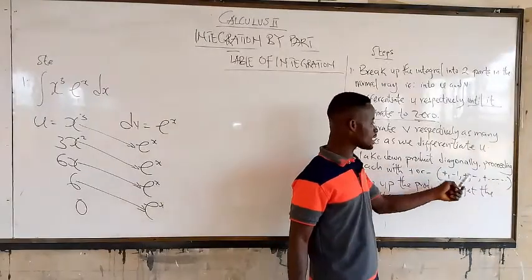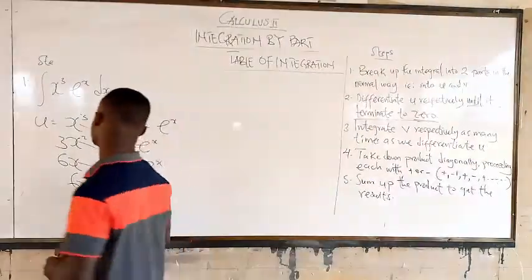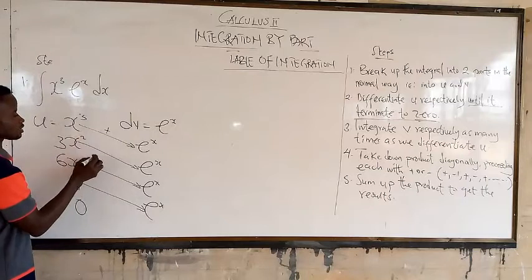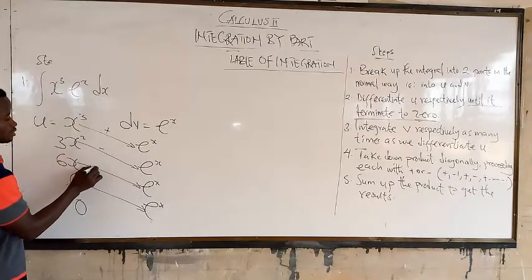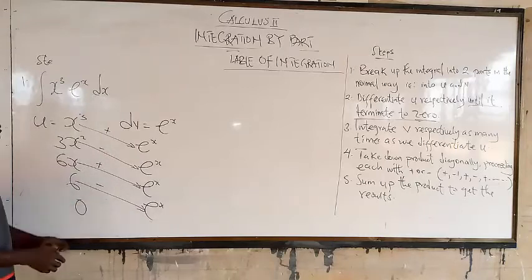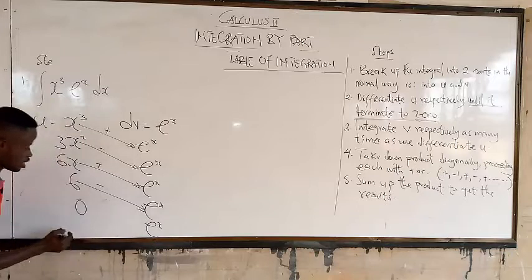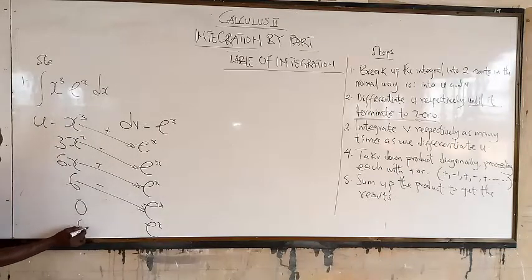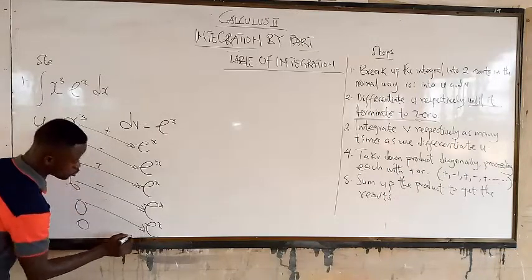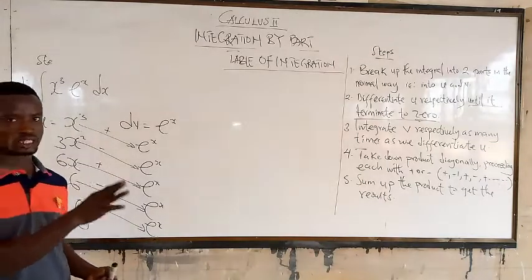Take down the product diagonally, proceeding each term with plus or minus. So after that, you bring plus, minus, like that. Alright? Do you know something? If another one comes here, e raised to power x, if you differentiate this, you get 0. When this goes to this, you get 0. That is why there is no need for that. Okay?